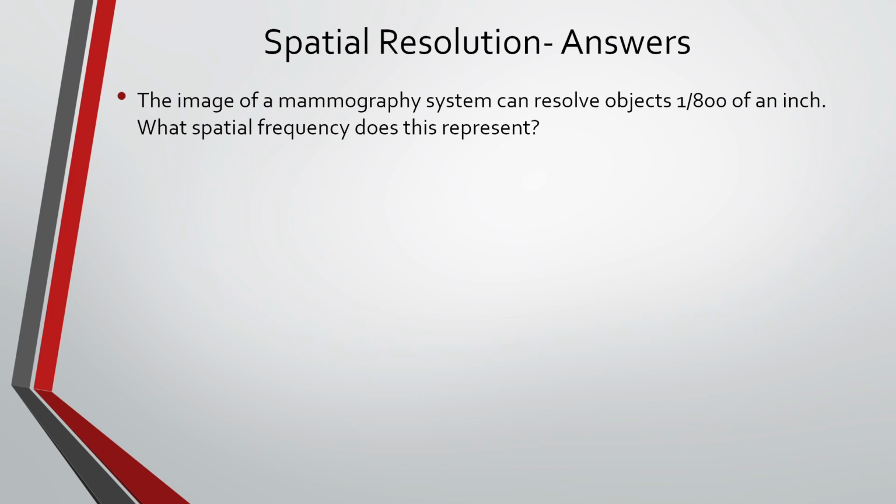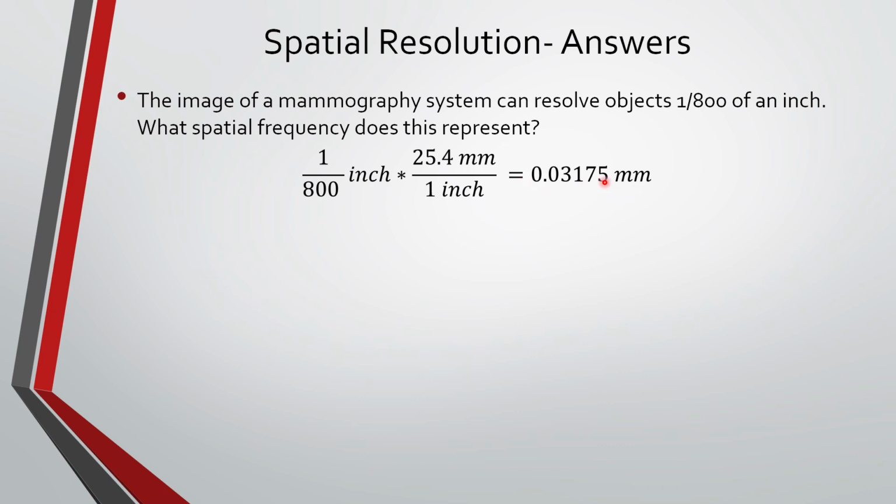Well, the first question was, the image of a mammography system can resolve objects as small as 1/800th of an inch. What spatial frequency does this represent? So we have the measurement in inches, so we need to watch that. First we'll convert. 1/800th of an inch, there's 25.4 millimeters per inch. All right, so we'll just multiply this together and we get this value.